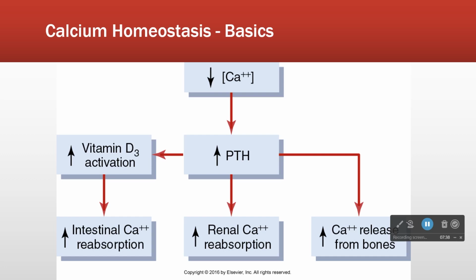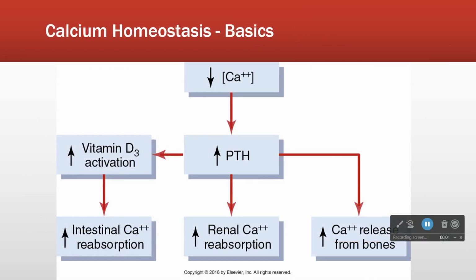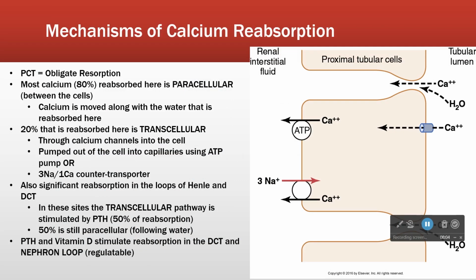And then parathyroid hormone increases the activation of vitamin D3, and vitamin D3 then dramatically increases the amount of calcium absorption from the gut, right? So our calcium intake is optimized, our calcium loss is reduced, and we steal calcium from the bones. All right, so all of those things are going to have a tendency to elevate the calcium concentration and fix the original problem, okay? So in the proximal convoluted tubule, we have, not surprisingly, obligate reabsorption of calcium.